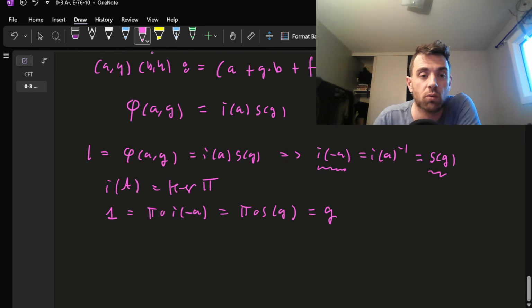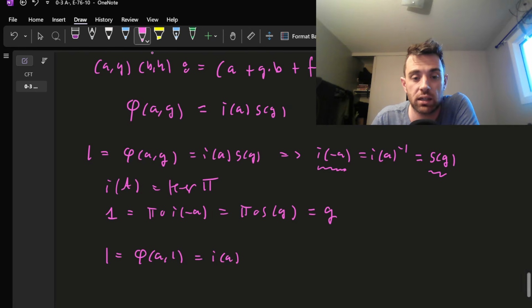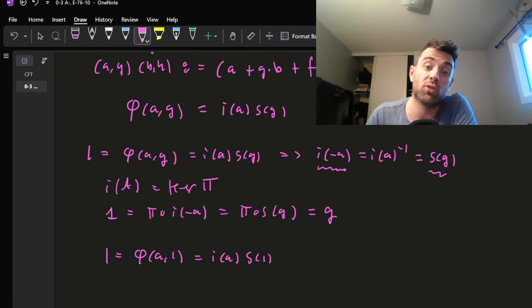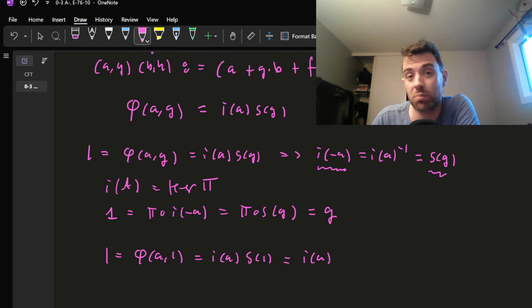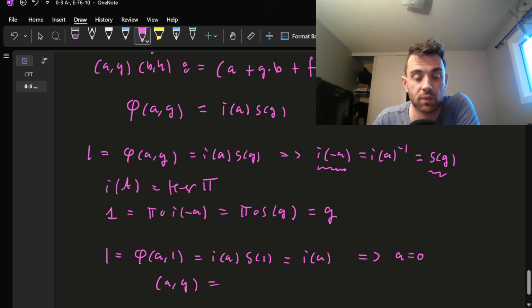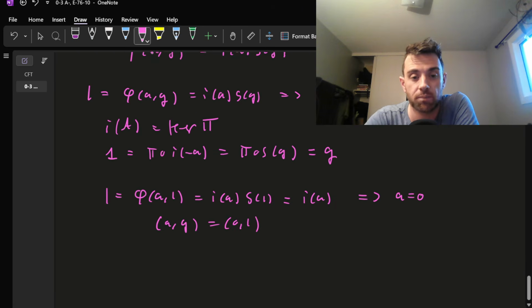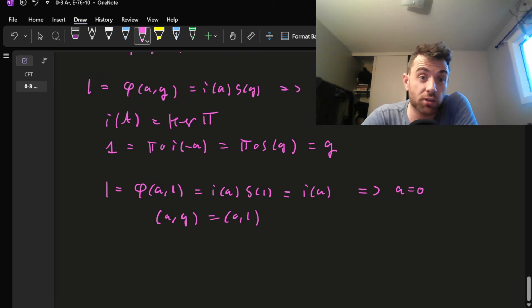But then, what does that mean? Well, I have 1 being equal to phi of A1, which is IA S of 1. Remember, I chose S to be a normalized section. So this is IA, but the map I is injective, and this implies that A is equal to 0. So in fact, yes, my term A has to be the identity. In other words, the only thing that maps to 0 under phi is 0, 1. And so therefore the kernel is trivial, and therefore phi is injective.